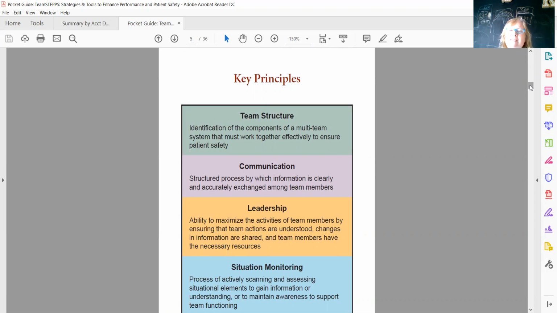Communication, one of the critical points that TeamSTEPPS makes is that communication is structured. So it's not just lackadaisical or casual, but it's a structure in which we embed information, and we convey that information, we exchange that information in a very clear and accurate manner. And there are some techniques that we can share, right? So if we all communicate in specific ways, then we're familiar with that process.